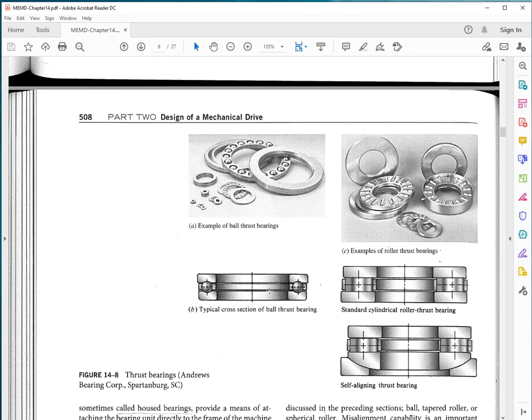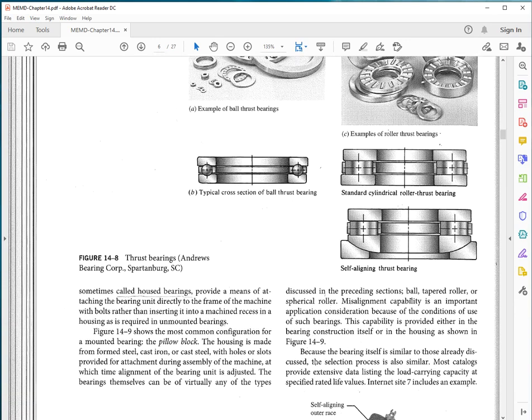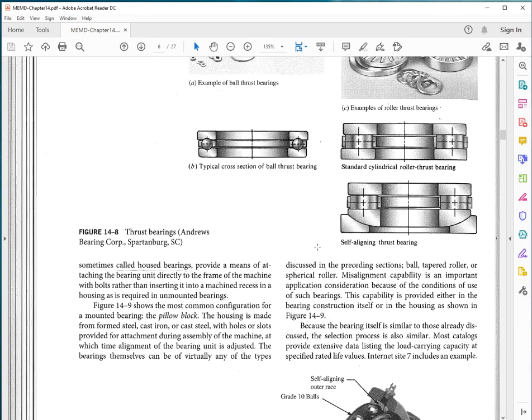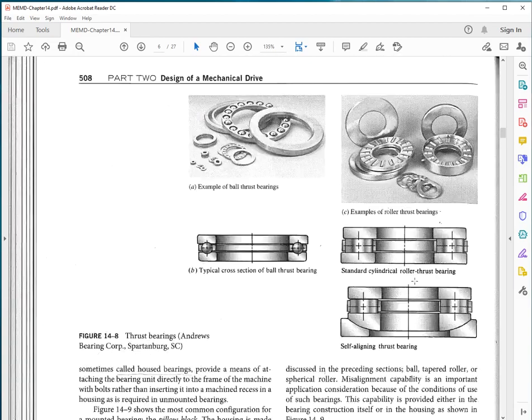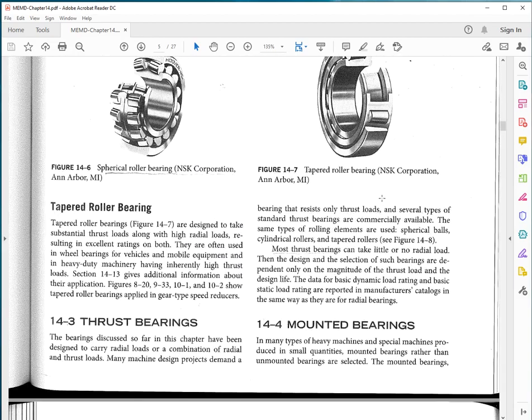Think of a drill press. As you drill, there's thrust load that's generated, and you'd expect to find one of these bearings at the end opposite to the chuck on a drill press, and likewise on a milling machine, and potentially on turning machines, on lathes.